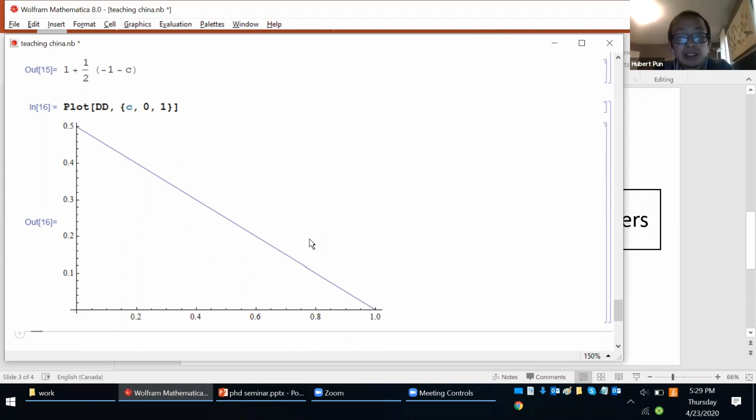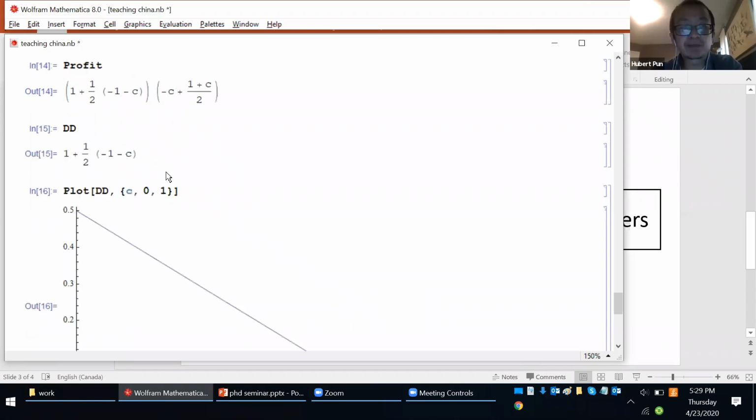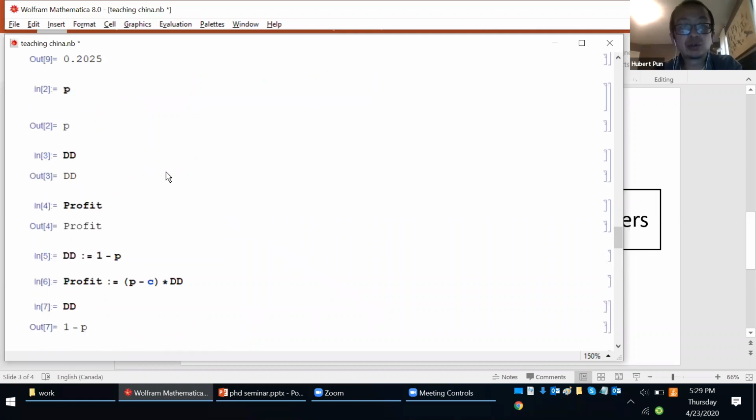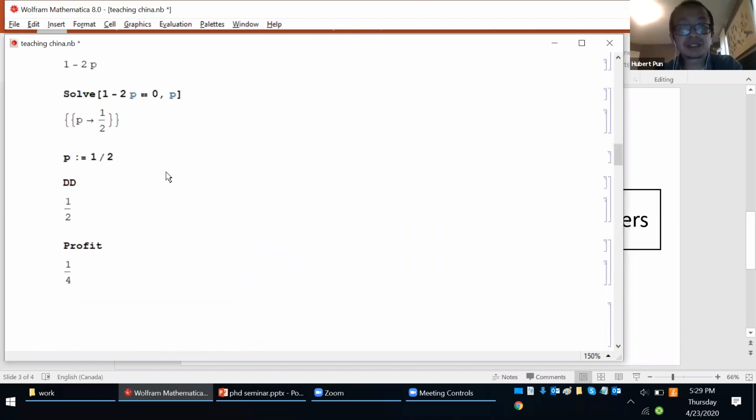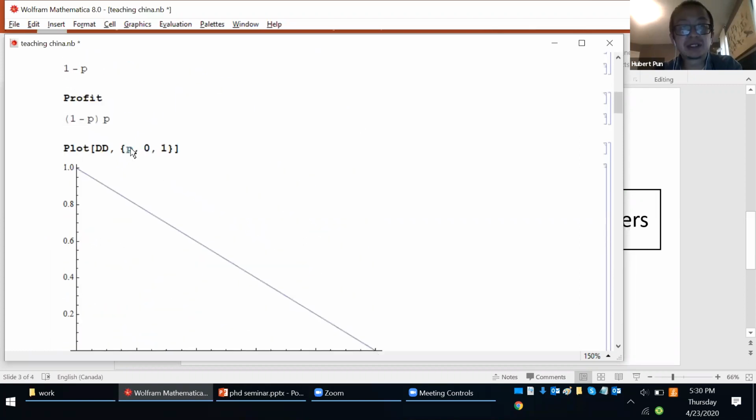So let me try to explain this graph. I'm plotting the demand as a function of cost, production cost. When the production cost equals 0 on the left-hand side, the optimal demand that we would have is 0.5, this number. So where is this number coming from? Let's scroll back to the first exercise. The first exercise, what we have is this one.